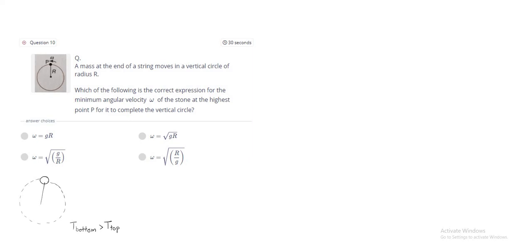If the angular velocity goes below this minimum, the ball can't complete the circle. Once it reaches the top, it will fall towards the center. That's what happens if your angular velocity is less than the minimum angular velocity. If it falls, it means the string is not tight anymore. So when the string is not tight, the tension at the top will be equal to 0 if the ball falls at the top.